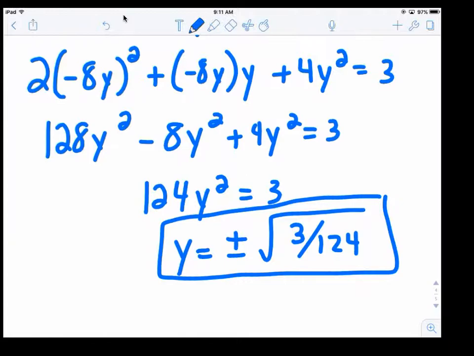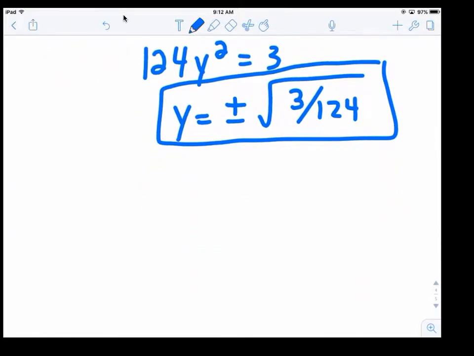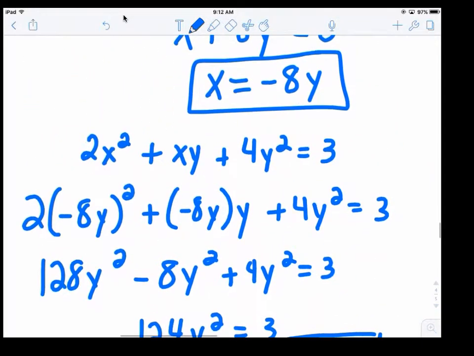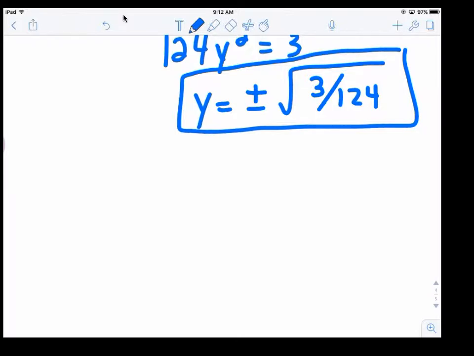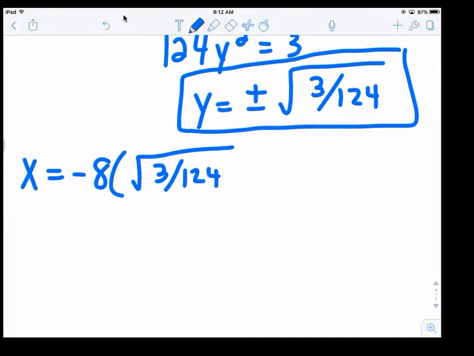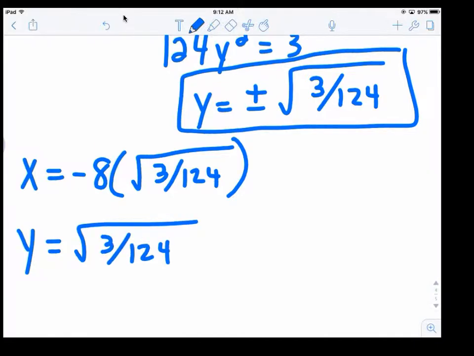Probably not. If it wasn't, you would probably try to factor. That might be possible. So again, to get the x terms, you just have to plug in, and y was radical 3 over 124.